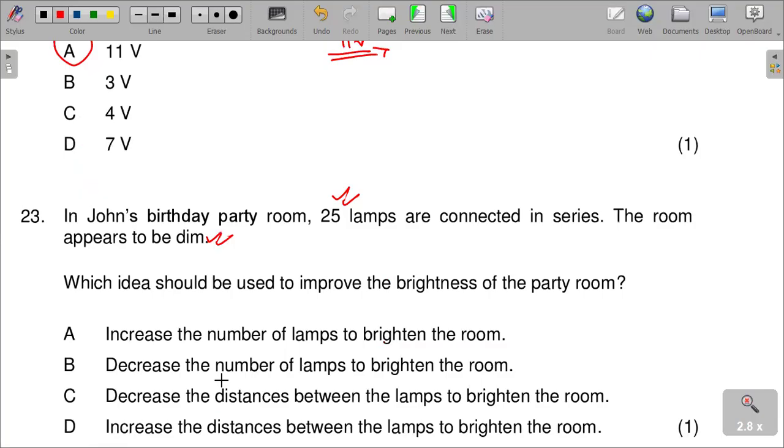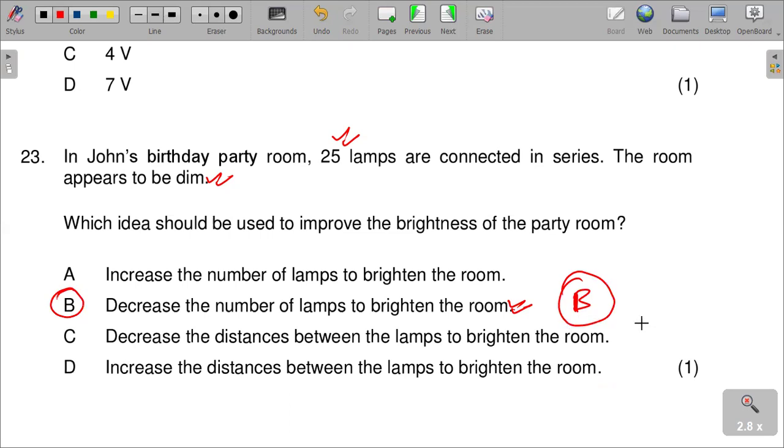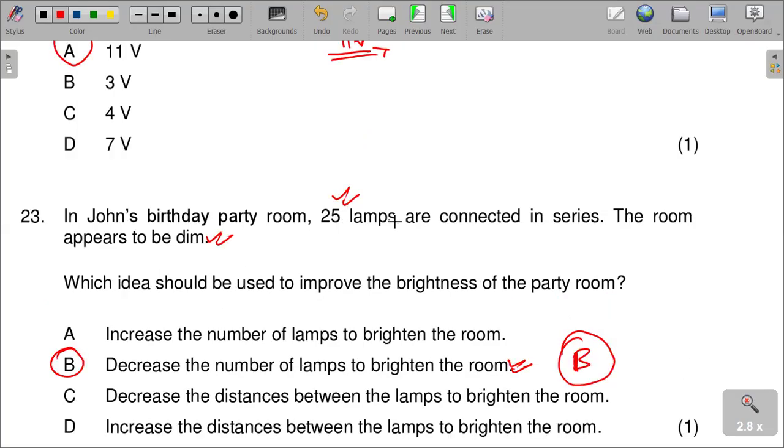The 25 lamps are connected in series and the room appears to be dim, so in order to improve the brightness of the room, we should decrease the number of lamps, because they are sharing the same current. When we reduce them, there is going to be more light. So the answer is B.